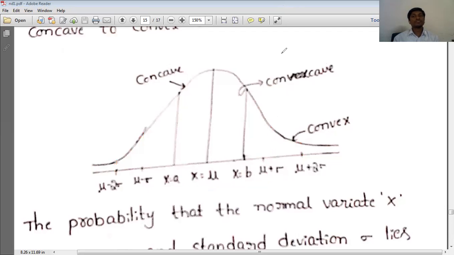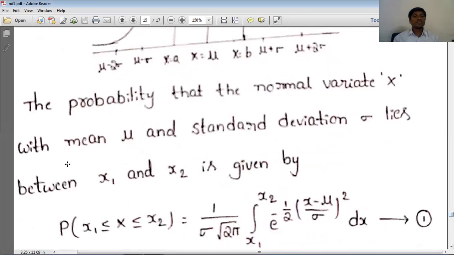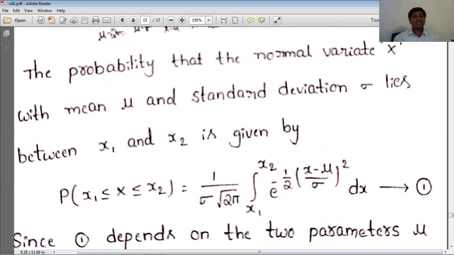Next, the probability that the normal variate x with mean mu and standard deviation sigma lies between x1 and x2 is given by the formula. We already got this in the continuous case.